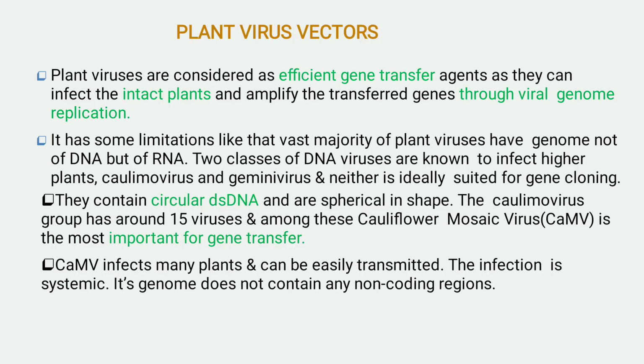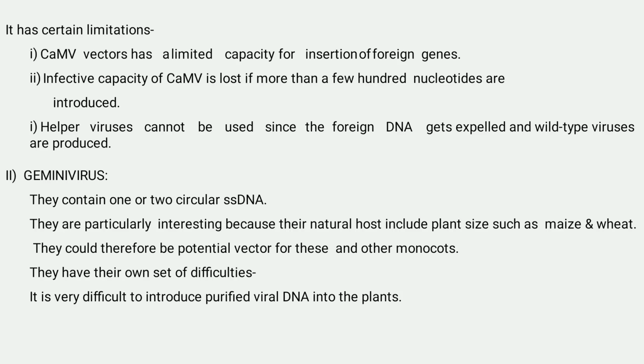Next is the plant viruses which can be used as vectors. These plant viruses are considered efficient for gene transfer because they infect intact plants, right? They amplify and transfer the genes. One group is the viruses with circular double stranded DNA, of which 15 viruses are there, among which cauliflower mosaic virus is a very important virus for gene transfer, right? And next is the Gemini virus. This Gemini virus contains one or two circular single stranded DNA, and this can also be used as a plant virus vector.